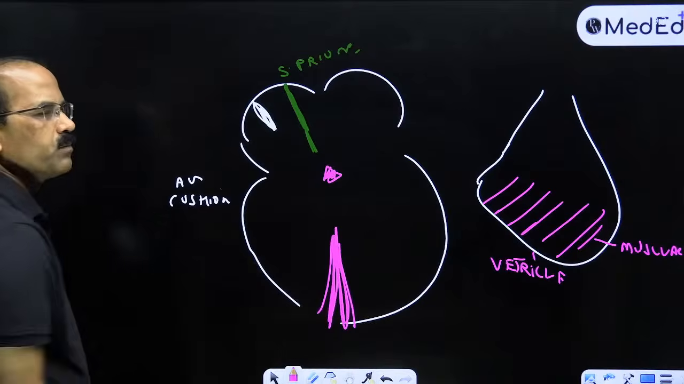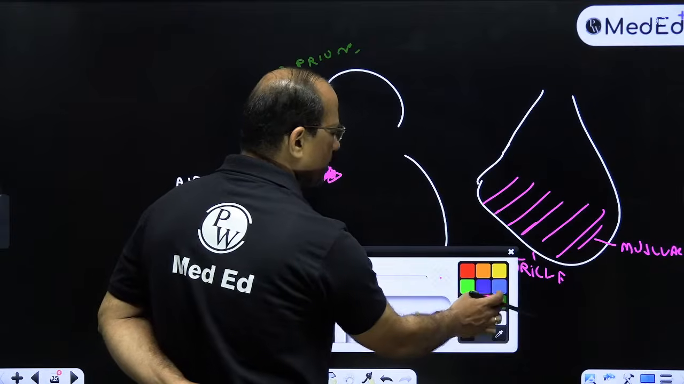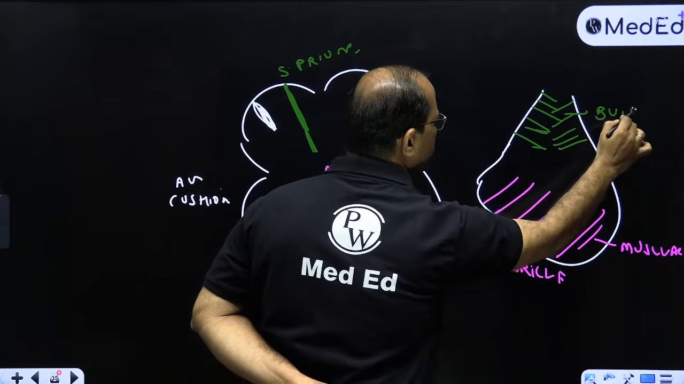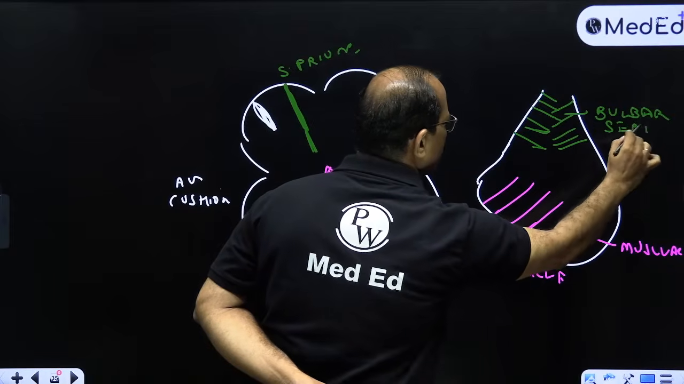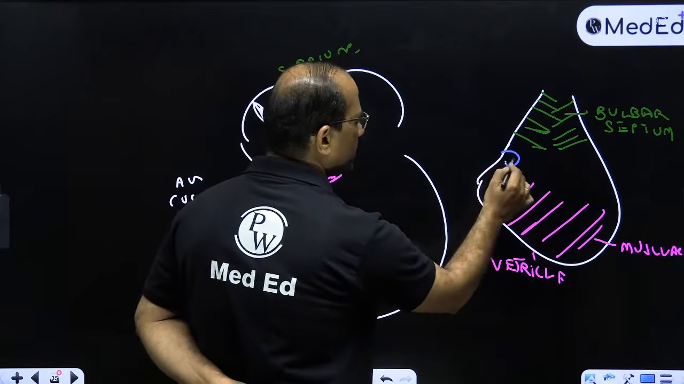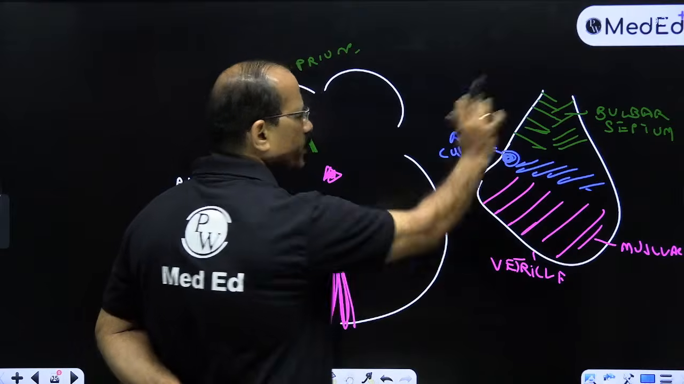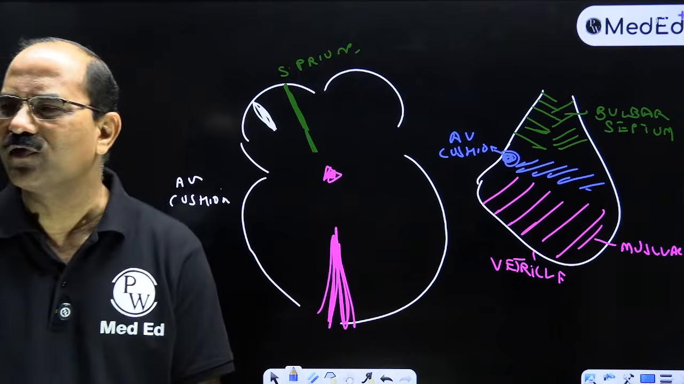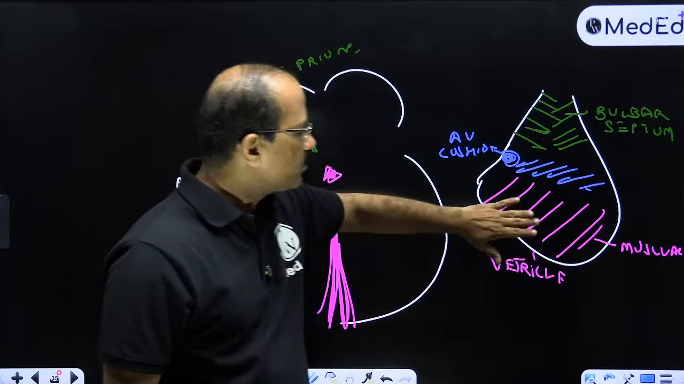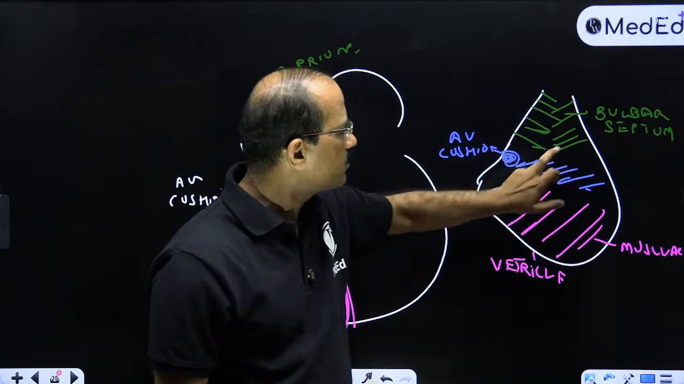So the muscular part of the interventricular septum is derived from the ventricles. The upper part is derived from what is known as the bulbar septum. And the middle part is derived from the AV cushion. I have taken a section of the ventricle and am just drawing a representative diagram for you. This is a membranous part. The membranous part is derived from the bulbar septum and the AV cushion.